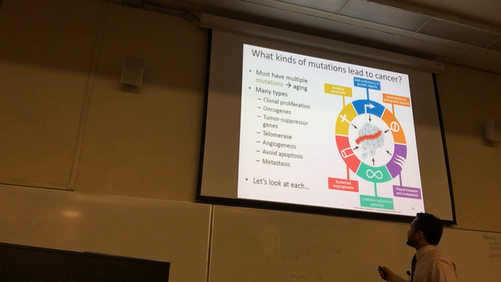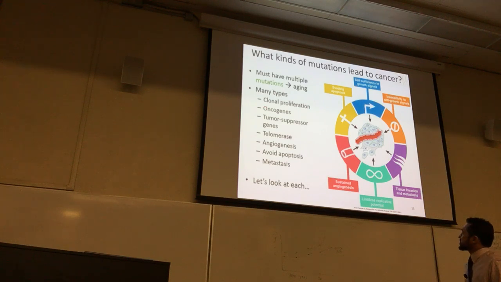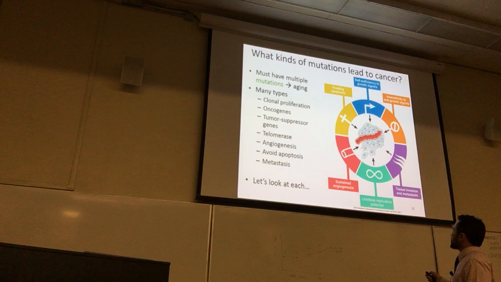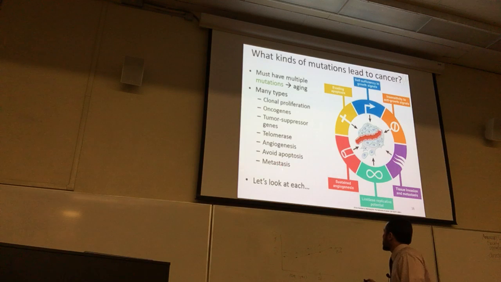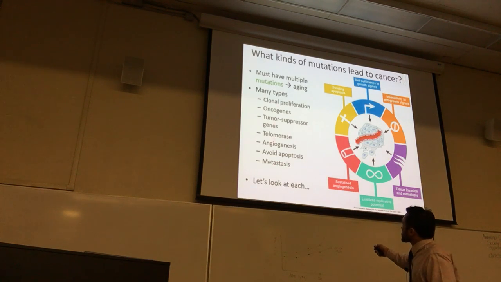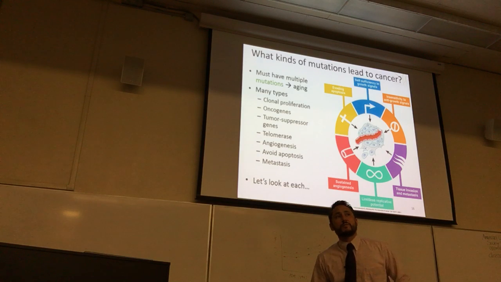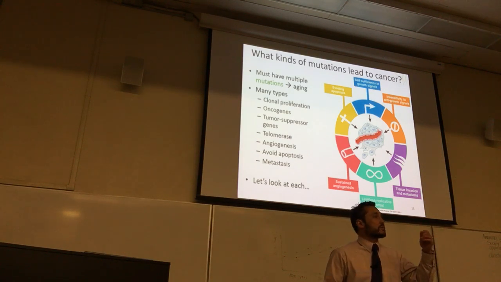We've already looked at some of them, but many of these mutations include this list: clonal proliferation, oncogenes, tumor suppressor genes. We already talked about telomerase, angiogenesis we just mentioned, avoiding apoptosis we talked about, and then also we talked about metastasis. So we actually have some of the top list to cover, but we've covered a bulk of this list already.